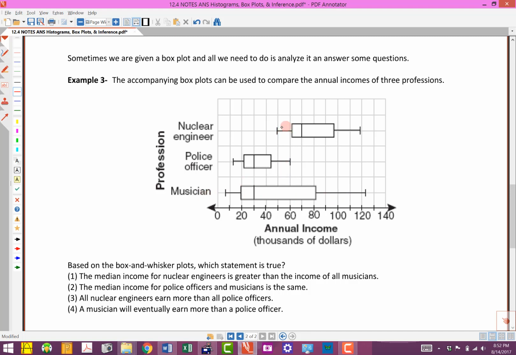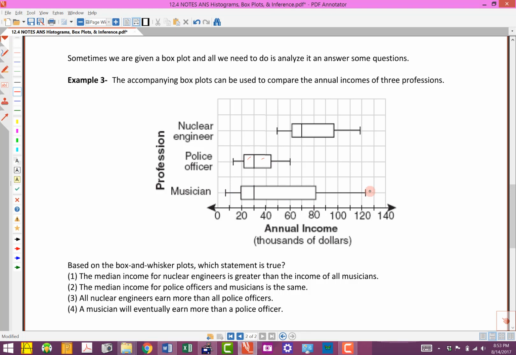So remember, this means a quarter of the nuclear engineers make this much money. So that looks about, say 50,000 a year to 60,000 a year, somewhere in that neighborhood. The next highest quarter is going to be about 60 to 70,000. The next quarter is a pretty big spread from 70,000 maybe up to about 95,000 or so. And then that highest quarter, the really high paid ones, maybe about 95,000 to about 120,000. And we can look at each one of these box plots the same way. Smallest quarter, second smallest quarter, third, and then fourth. And then same thing for musicians.